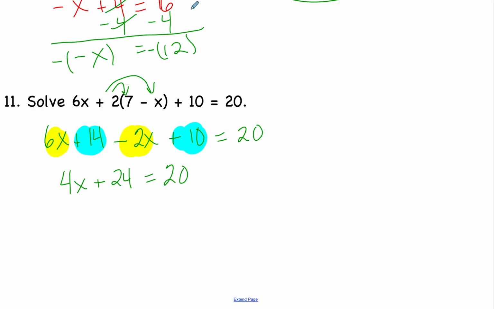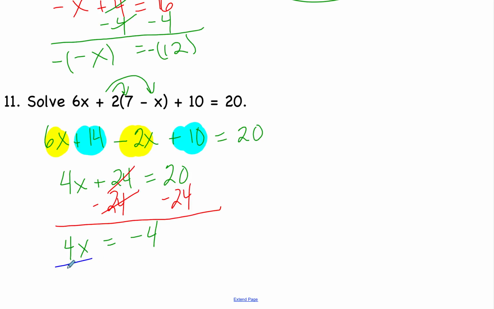So now we're ready to do our inverse operations. I'm going to subtract 24 from both sides. Additions and subtractions first, and then we'll do our multiplications and divisions. So we end up with 4x is equal to a negative 4. Last thing we need to do is divide both sides by 4 to get x alone, because x is being multiplied by 4. So those 4's cancel and become 1's. So we have x is equal to negative 1.